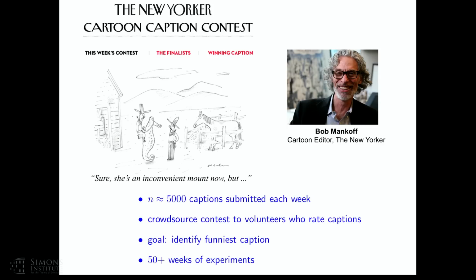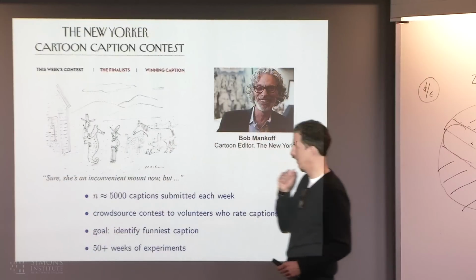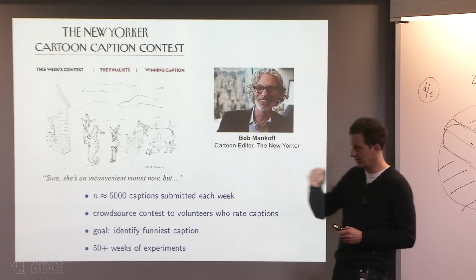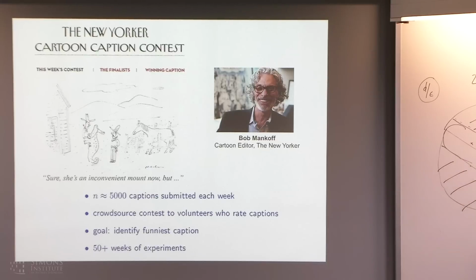So the basic idea is that every week 5,000 captions are submitted. There's a cartoon published without a caption, and readers are invited to try to submit a funny caption. They get about 5,000 entries to this contest every week. We then crowdsource the rating of these submissions to a set of volunteers who provide us ratings for captions, and the goal is to identify which one's funniest, to choose a winner in this contest. And we've got over a year now of experiments, and each week we're running these Bandit algorithms with real humans to see how they work.